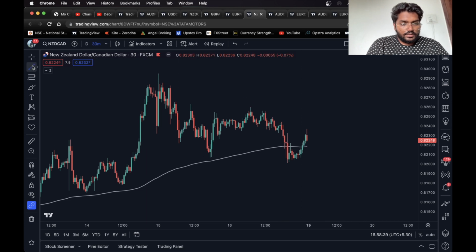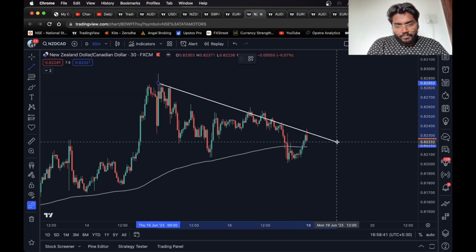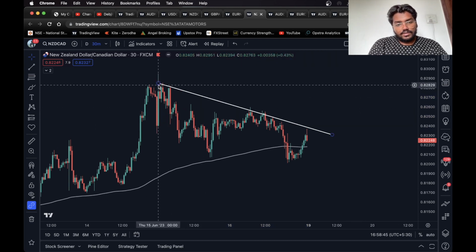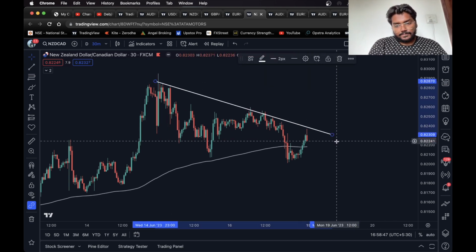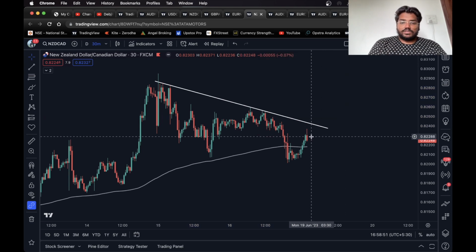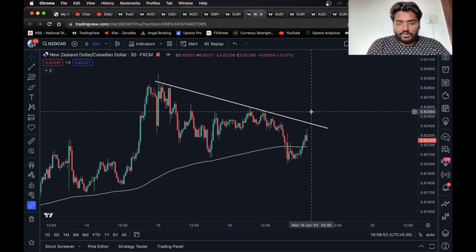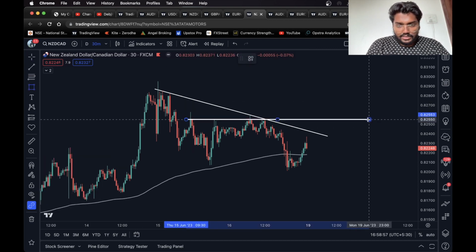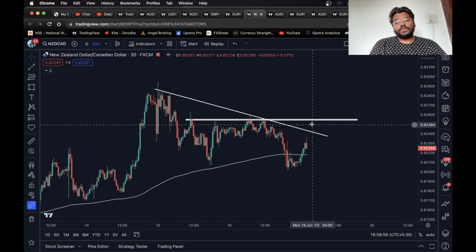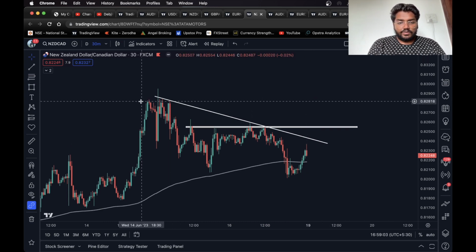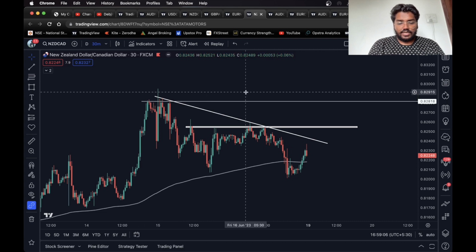Again, we can see it is respecting a trend line, right? So once the stock gives a breakout above this level, and I can also see a horizontal level over here. Once the stock breaks this trend line and sustains above this level, a long entry can be taken, and you can consider this as your first target.